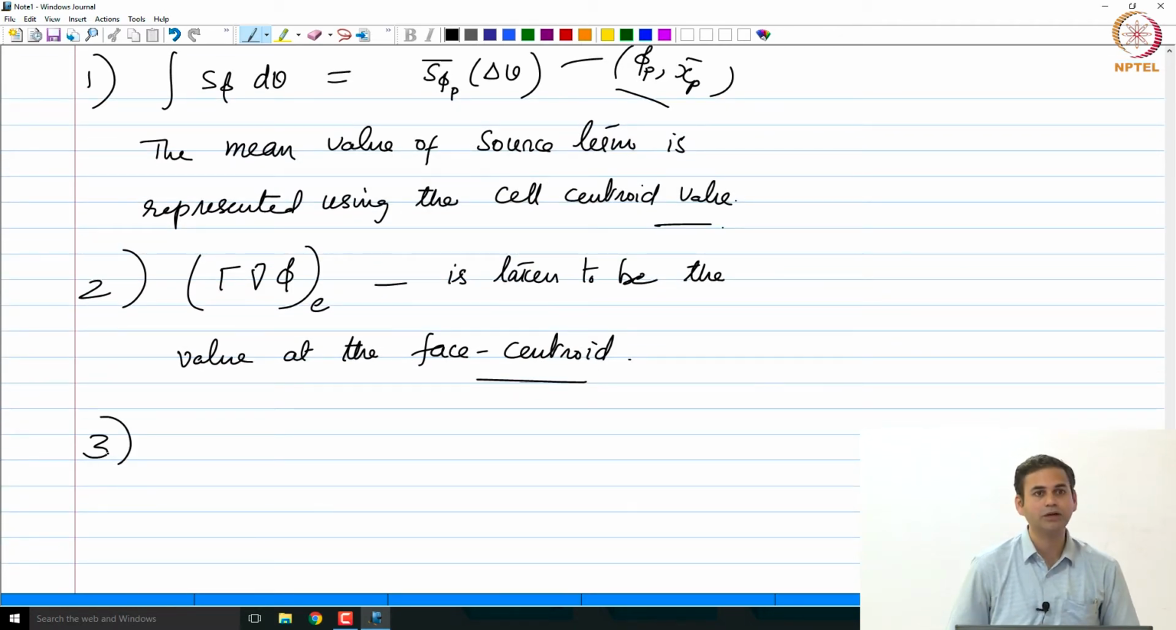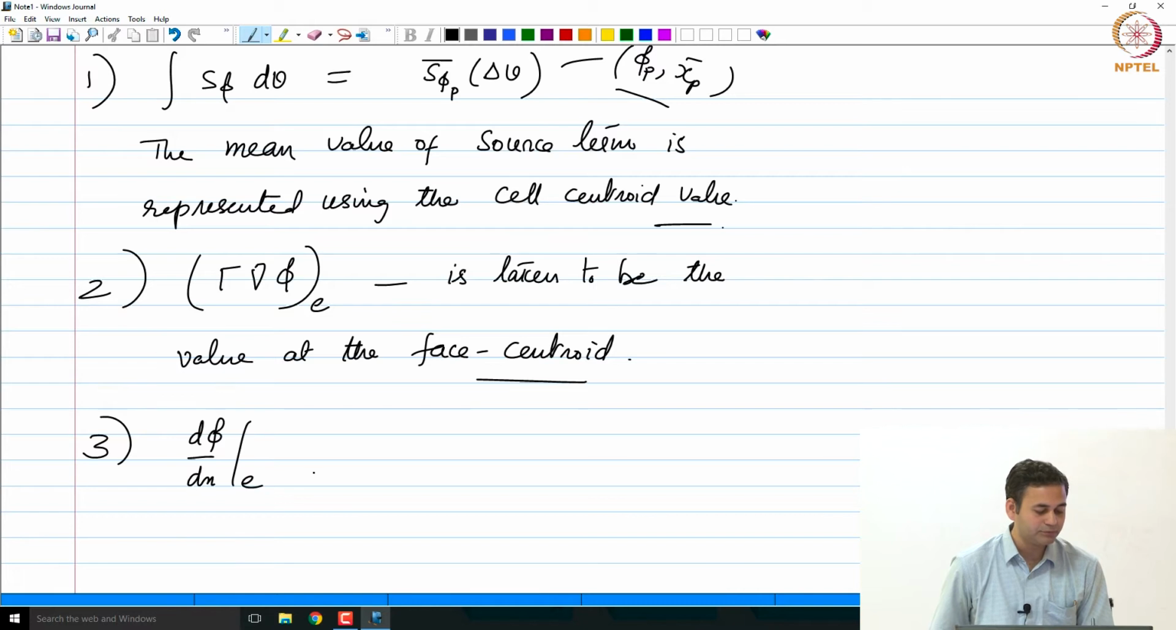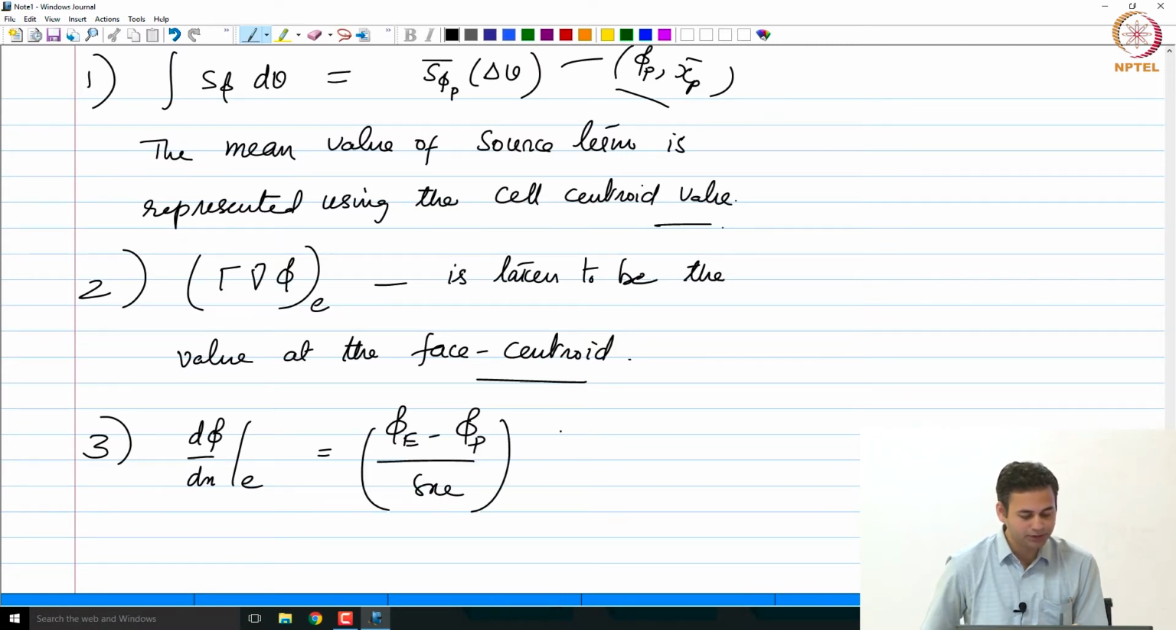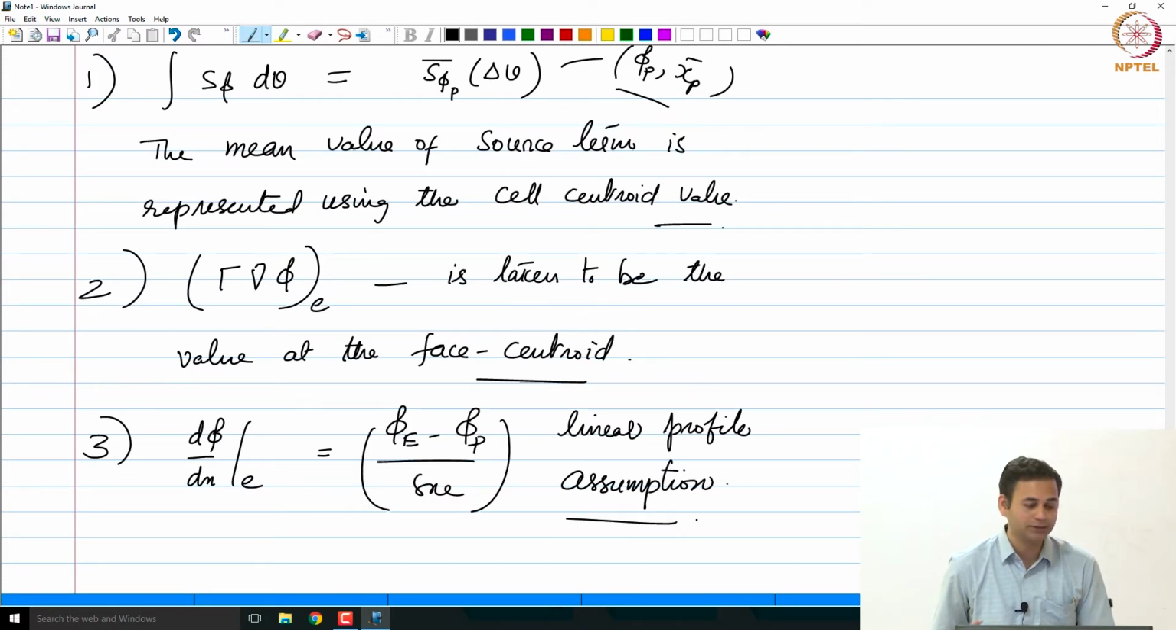Have you done any other assumptions, profile assumptions? Linear profile assumption d phi dx. So, that means after this we have done the d phi dx and d phi dy, all those things. We said that this is evaluated using phi east minus phi p upon delta x e. So, this is a linear profile assumption. So, we assume that the phi varies linearly with respect to x, right. So, these are the three profile assumptions we have made about the variation of the dependent quantities, right.